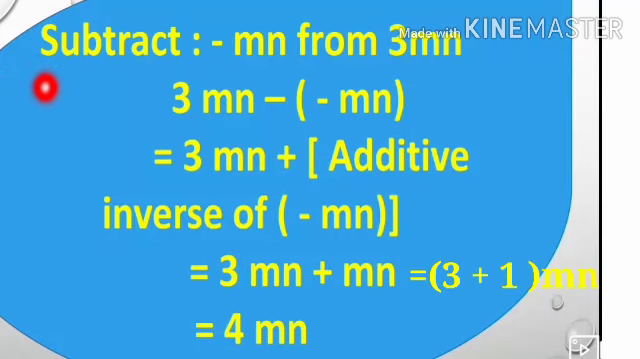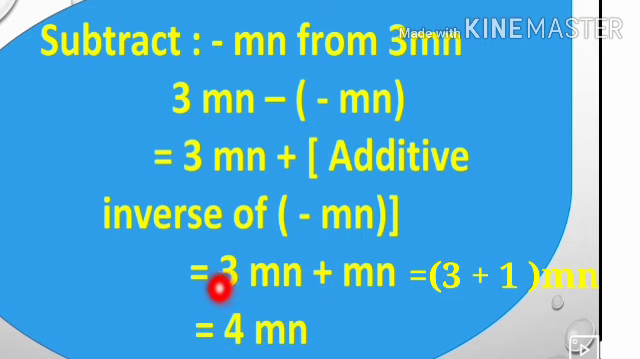Now let us see another example. Subtract minus mn from 3mn. It can be written as 3mn minus of minus mn. That is, we are subtracting minus mn from 3mn. In the next step, when we subtract, we need to add the additive inverse of the second term. So here we need to add 3mn with the additive inverse of minus mn. So 3mn plus the additive inverse of minus mn is plus mn.